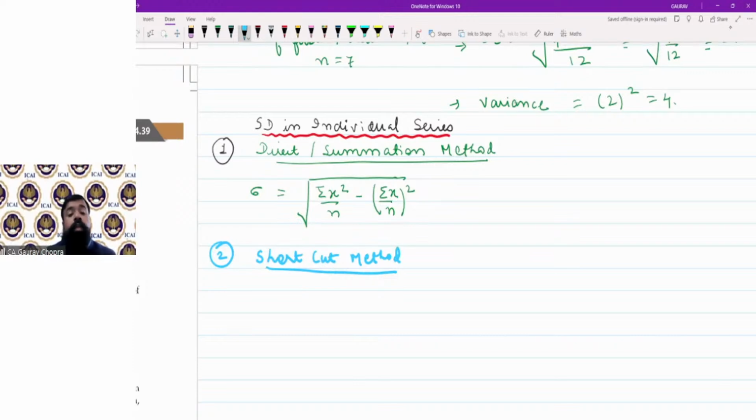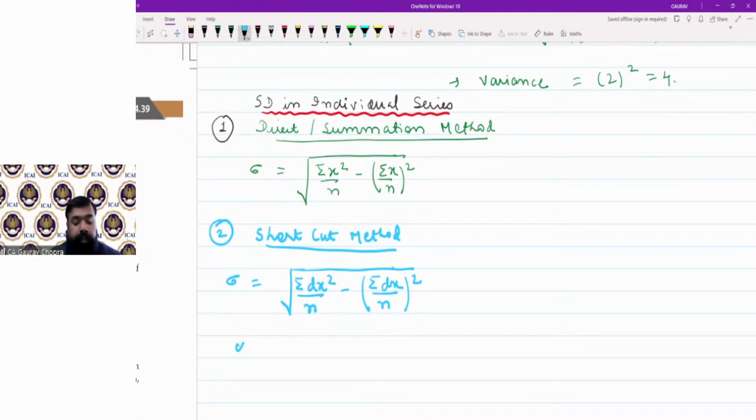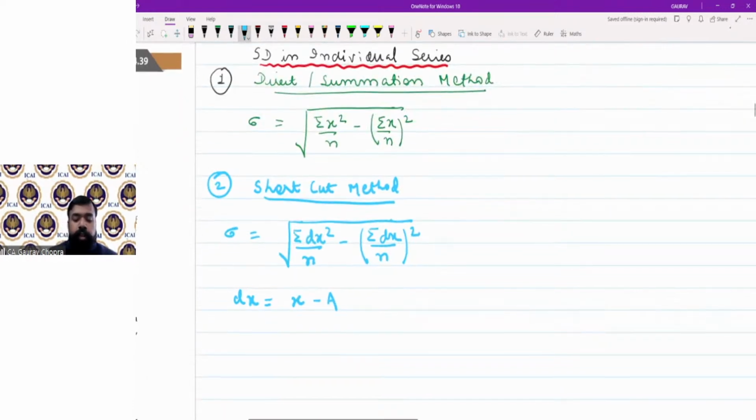Now, in the shortcut method, what we have to do is take an assumed mean. So the formula will change a bit. We will write the formula as root of sigma dx square upon n minus sigma dx upon n whole square. In this shortcut method, what is dx? dx means deviation of x taken from the assumed mean. Okay, this one is known as the shortcut method.